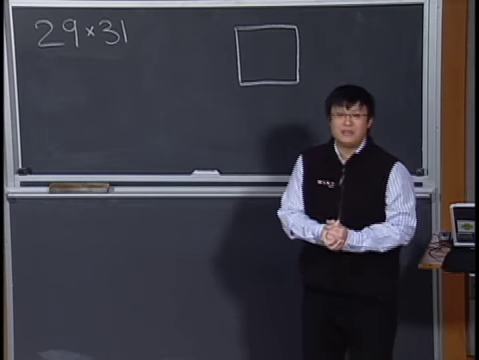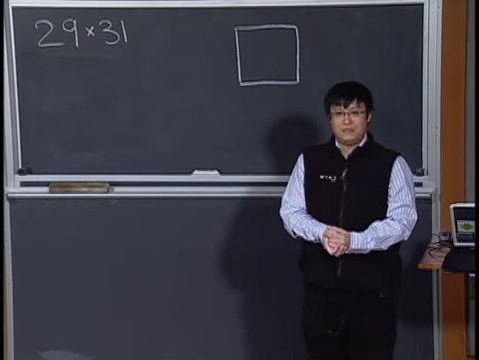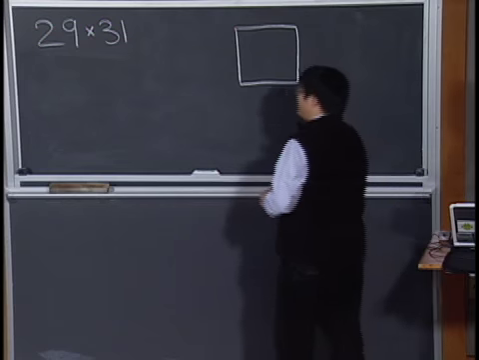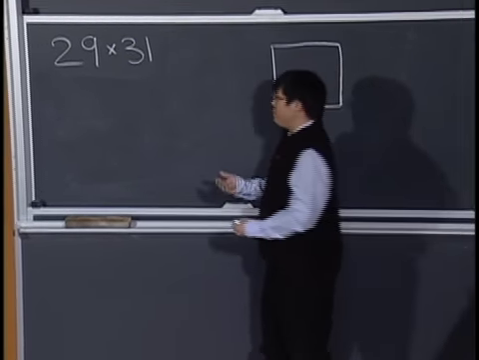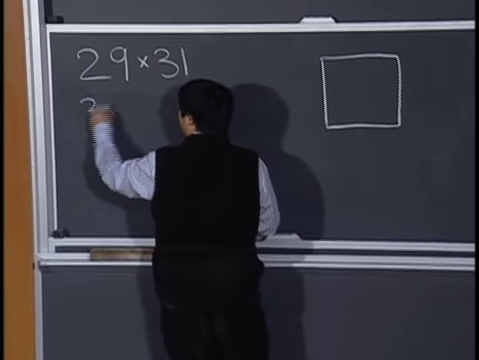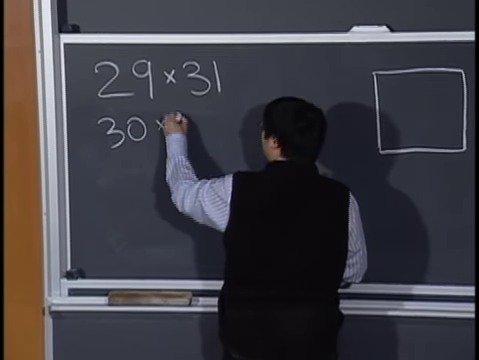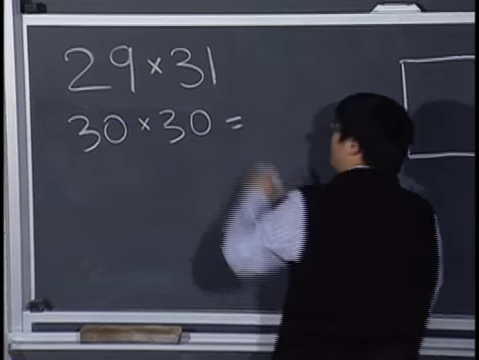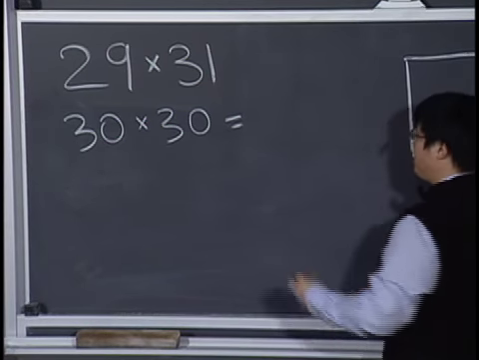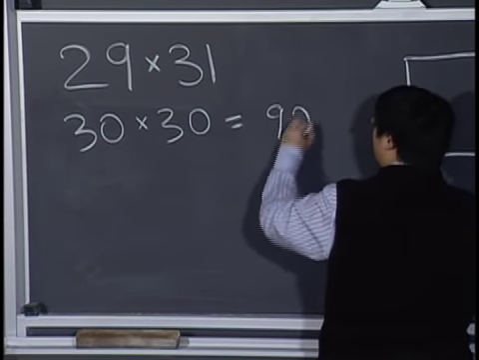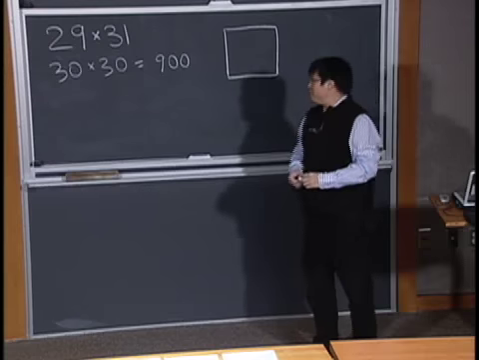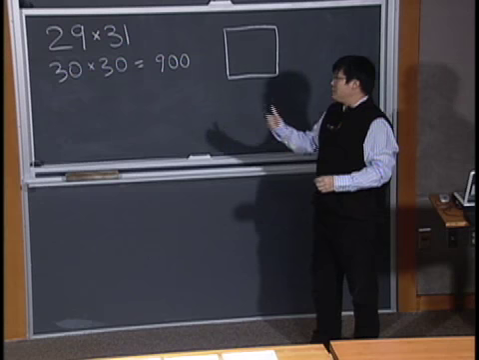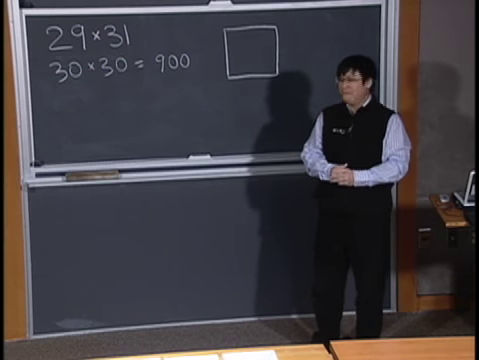Welcome back. Let's take a look at the problem 29 times 31. Well, the first approximation that we can make is that 29 and 31 are both approximately 30. So 29 times 31 should be close to 30 times 30, which is a much easier calculation to make, and that is 900. Now let's think about ways of tweaking 30 times 30 so that it becomes 29 times 31.